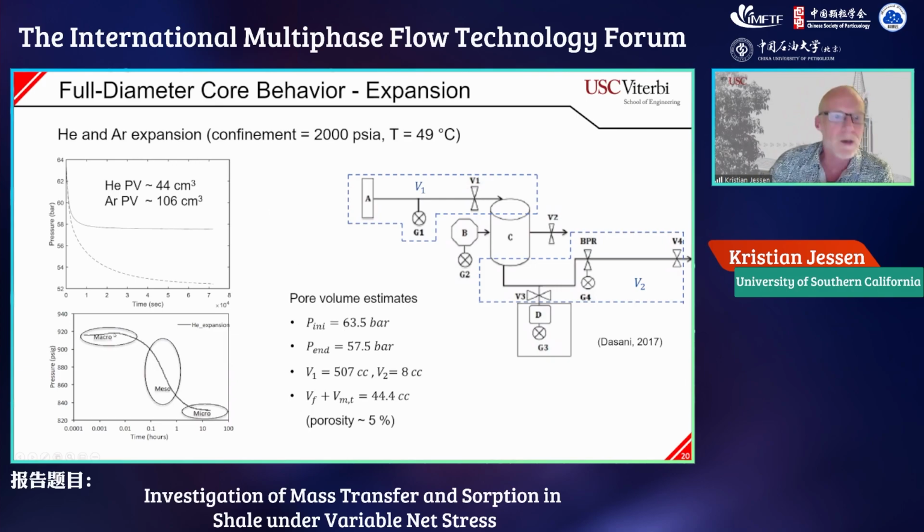Now, if we look at a helium expansion experiment here, we see originally the pressure declines somewhat rapidly and transitions into what we refer to as a mesoporous range, and then finally we have mass transport in the smallest of the pores. From the helium expansion experiment itself and knowledge of dead volumes associated with the experimental setup, we estimated a porosity here around 5% of the sample. So it's slightly shy of the porosity values that were observed for all the different depths, which was around 7%, but it's still within reasonable range.